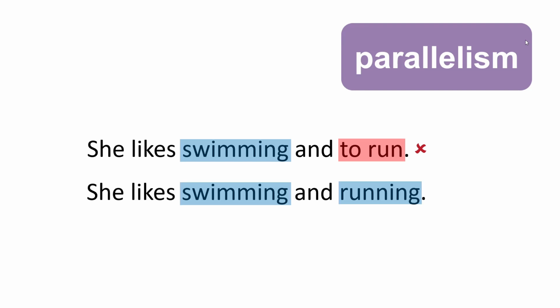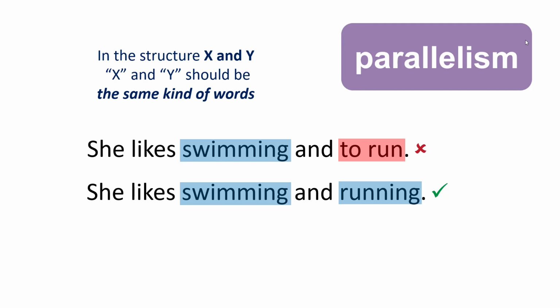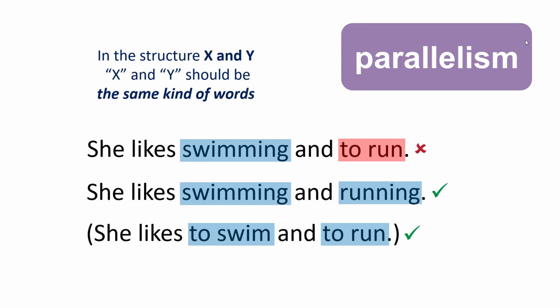The sentence, "She likes swimming and running," sounds better to most people. The words "swimming" and "running" are parallel, it's more consistent, it sounds more balanced, and that would be correct in the GMAT. So, in the structure X and Y, X and Y should be the same kind of words. Of course, we can refine this later, but that is the basic idea of parallelism. Oh, and by the way, the sentence, "She likes to swim and to run," would also be correct.